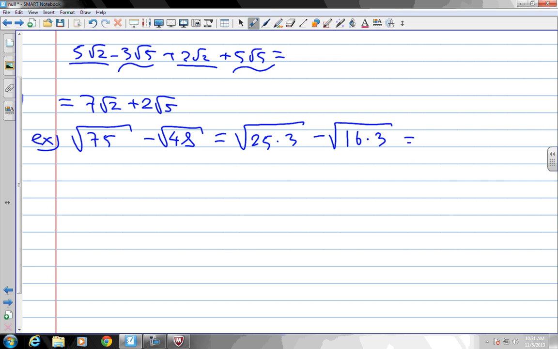So I can do square root of 25, that's 5, so that's 5 square roots of 3. And I can do square root of 16, that's 4. So it's 5 square roots of 3 minus 4 square roots of 3. Now, these are like terms. I can combine them into just one square root of 3. How's this? Does that make sense?